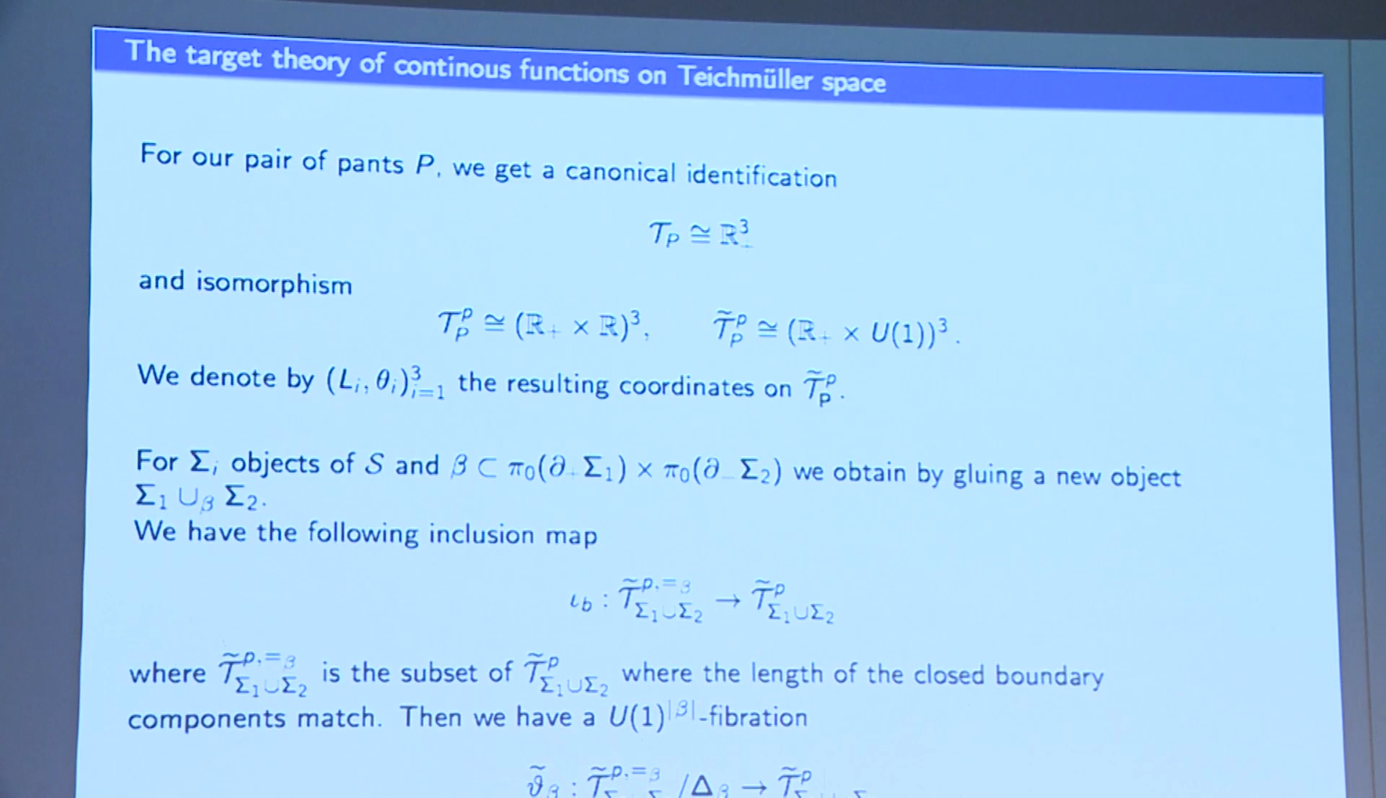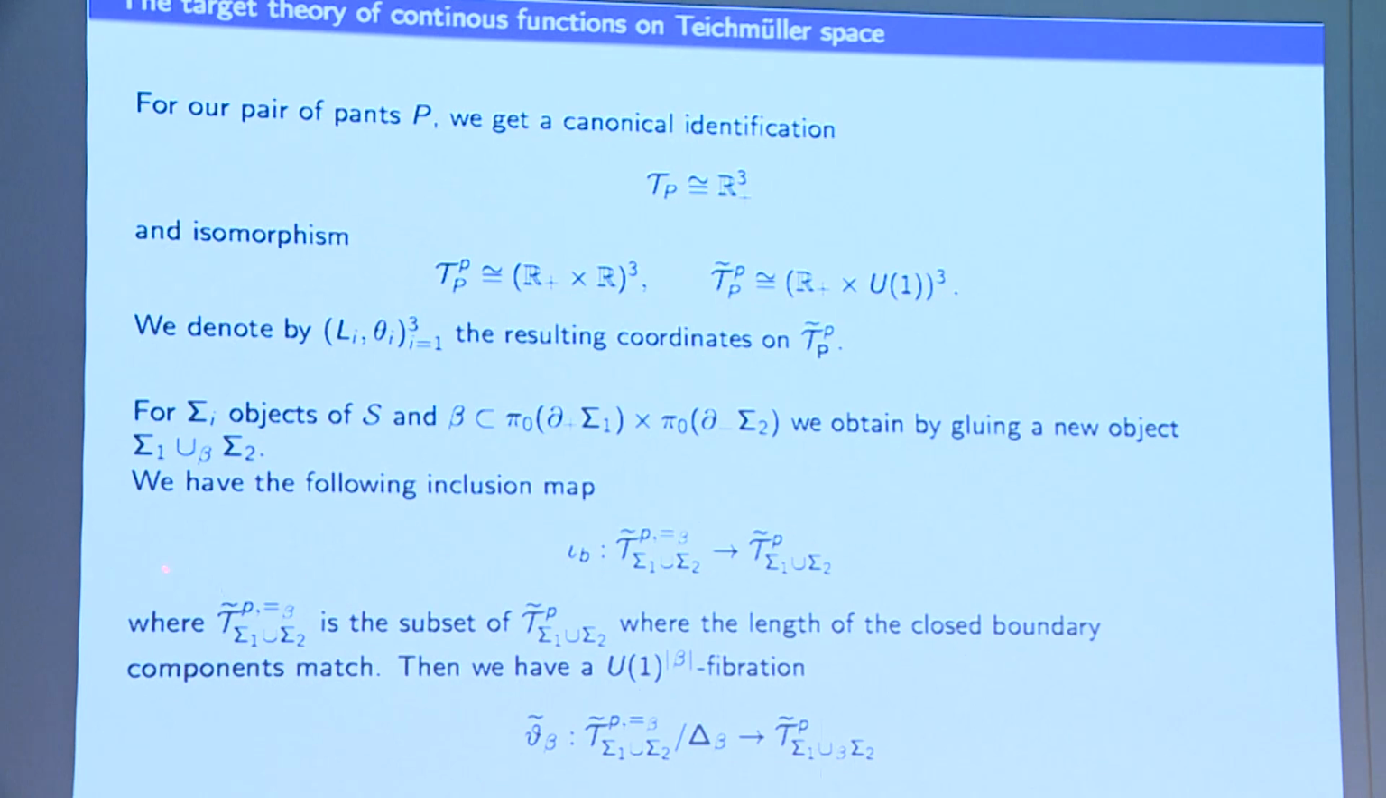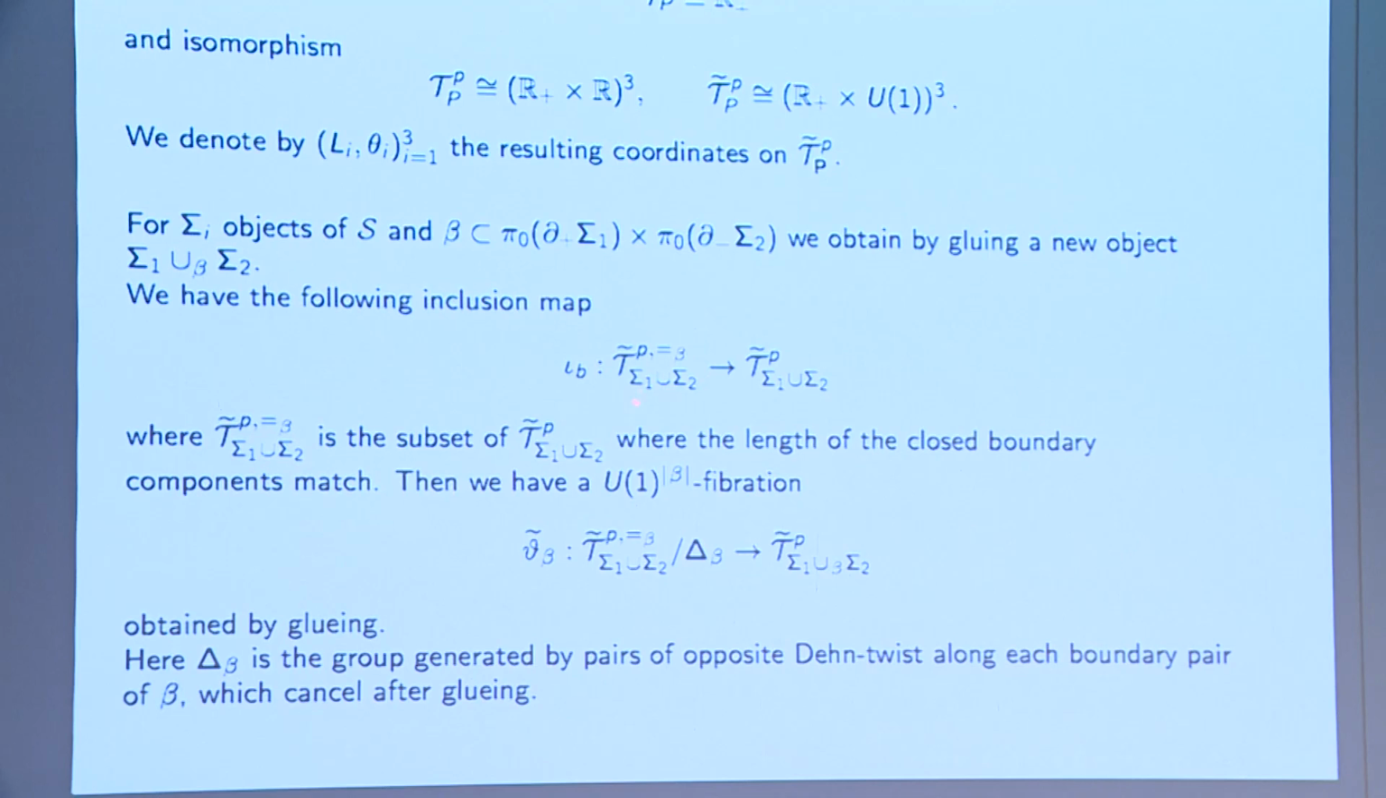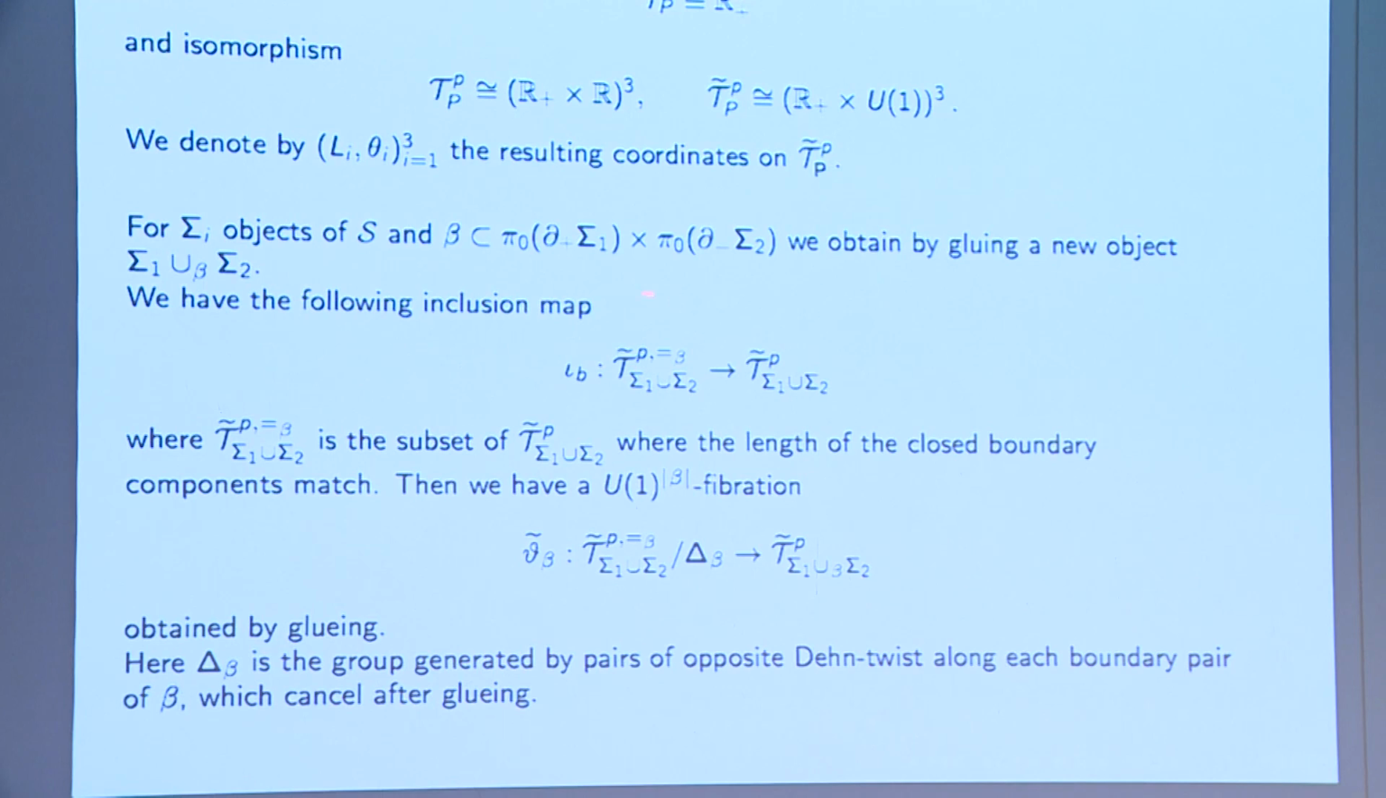Okay, so now let's discuss how we are going to do the gluing maps. Let's take two surfaces and some pairs of boundary components we're going to glue. Then I can look at the subset of the Teichmüller space of the disjoint union where the lengths of the boundaries that I'm going to glue agree. So I'm ready to glue, right? That's the subset of the Teichmüller space of the disjoint union. And now I can just glue, so I get a map from here to the glued surface just by gluing the hyperbolic metrics. I can do that if the lengths of the boundaries that I glue agree.